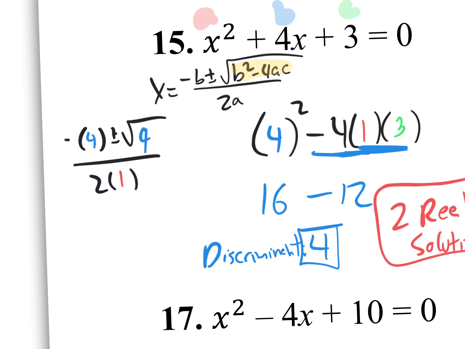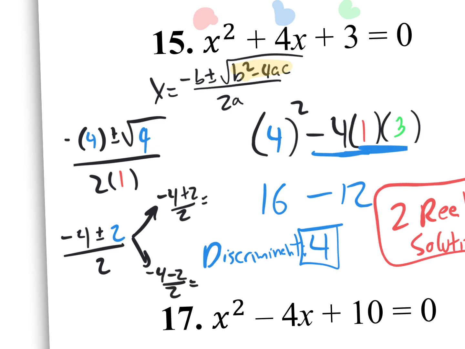So you really would end up with negative 4, plus or minus the square root of 4, which is 2, so you would put a 2 right here, divided by 2 times 1, which is 2. The plus or minus gives you two answers, one being added and one being subtracted. So you really have the minus 4 plus 2 divided by 2 and the minus 4 minus 2 divided by 2. Okay, so up on top, minus 4 plus 2 is a negative 2 divided by 2, which is negative 1. That's the actual answer.